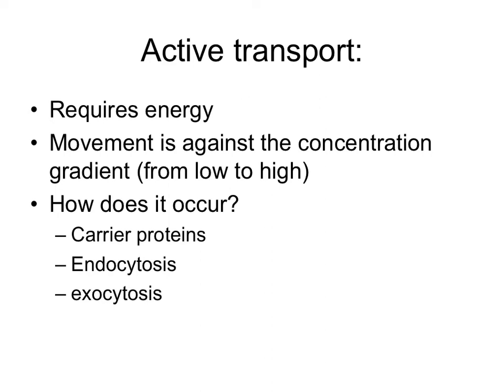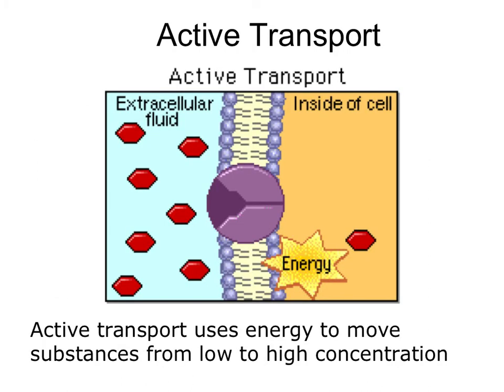Now we'll talk about active transport. Again, this requires energy because it moves things against their concentration gradient. So they go from an area of low concentration to an area of high concentration. This happens through several different processes. It includes carrier proteins, endocytosis, and exocytosis. This diagram shows an example of active transport, and so these molecules are going to go through a protein. They're going to go against their concentration gradient. So they're going to start out with an area of low concentration and move to an area of high concentration.